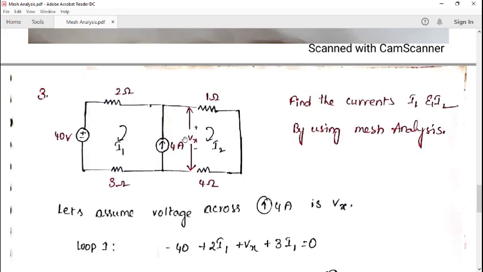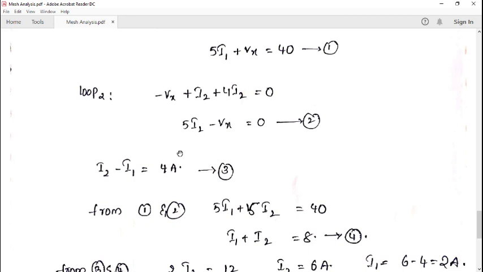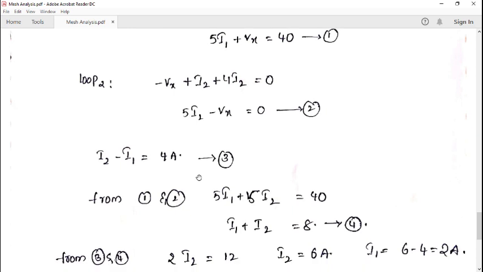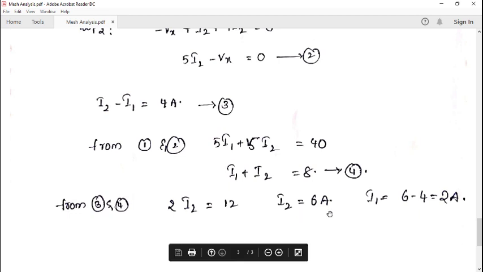And when we observe this branch current, I2 is flowing upwards and I1 is coming downwards. The difference I2 minus I1 is branch current, which is 4 ampere, also moving in upward direction. So I2 is greater value compared to I1. I2 minus I1 equal to 4 ampere. We took it as that one. When we solve equation number 3 and equation number 4, we got I2 equal to 6 ampere and I1 equal to 2 ampere.